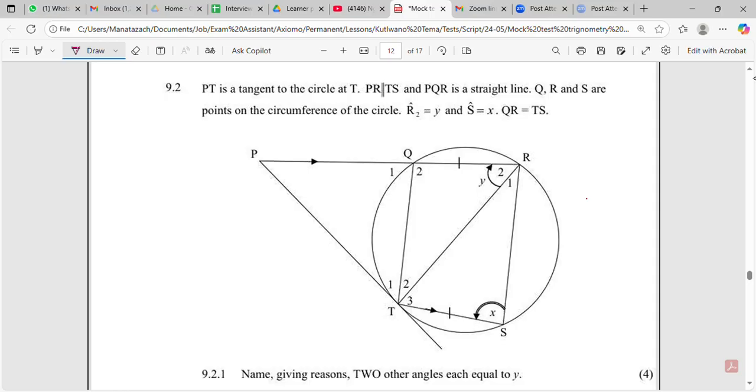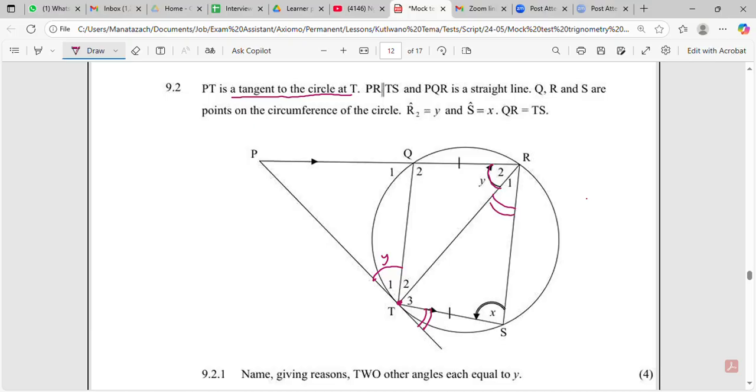Okay, now we have PT as a tangent. They say PT is a tangent to a circle at T. Here is point T. That means they're giving you the information that this angle here, by the tan chord theorem, is equal to that angle over there. So if that is y, this will also be y, and the same goes for this angle here, which will be equal to R1.